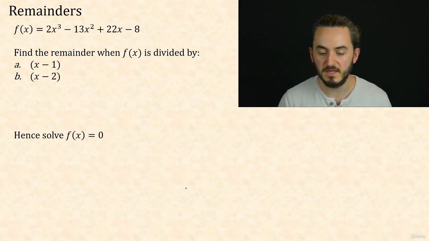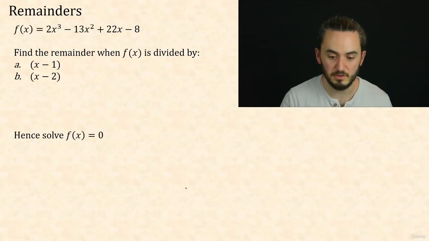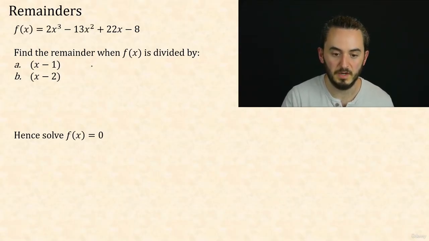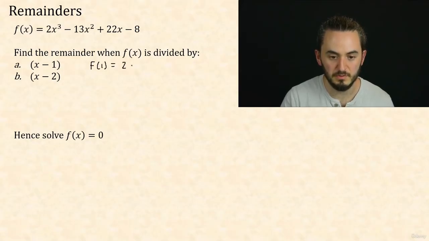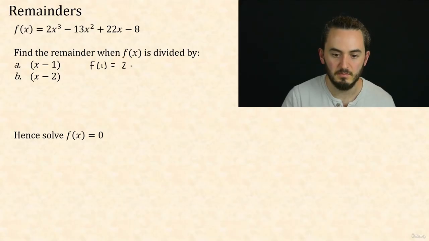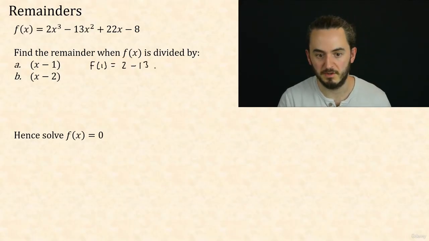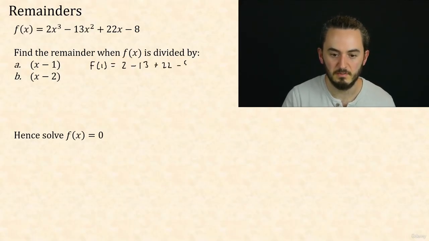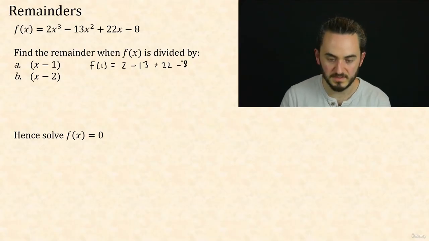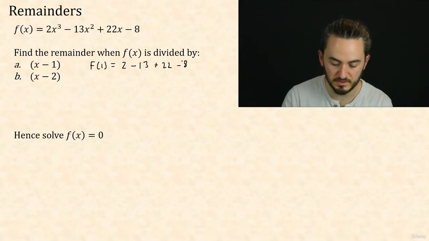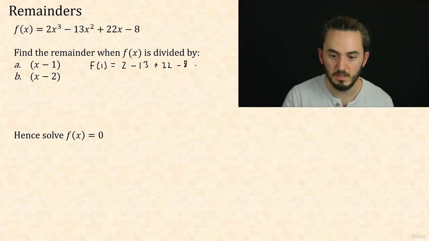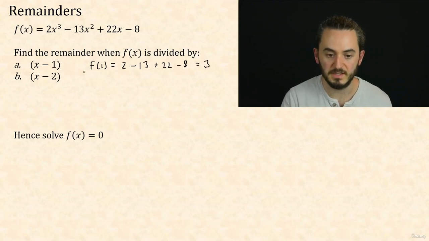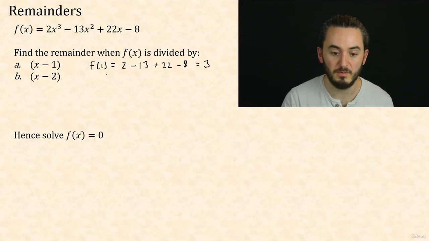Find the remainder when f(x) is divided by these two terms. Okay, so this one here, we're just going to sub in x equals 1. So f(1) is 2 times 1 cubed, I'm just going to write 2, minus 13 times 1 squared, I'm just going to write 13, plus 22 minus 8. Add all of that up. 2 minus 13 plus 22 minus 8 is 3. Okay, so I know that x minus 1 does not go neatly into that, or if it does go in, it goes in with a remainder.